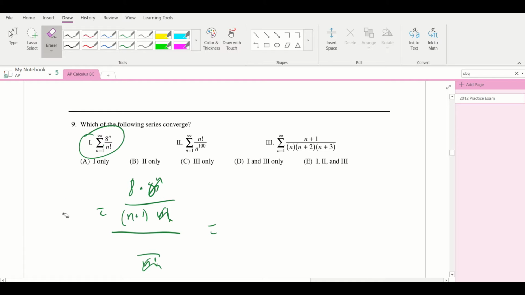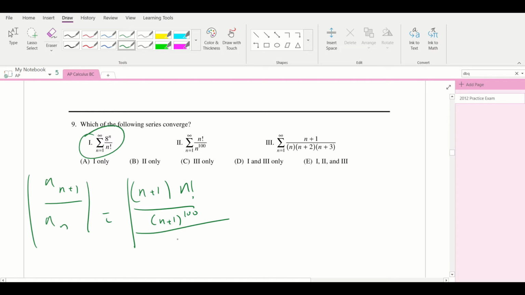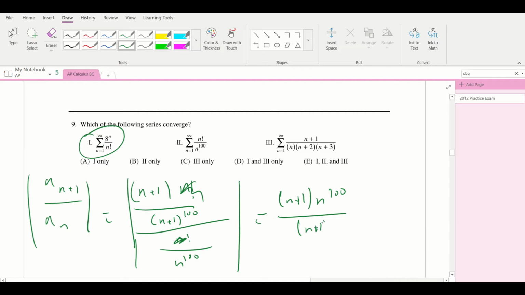For 2, we can also use the ratio test. We have 8 to the power of n plus 1 over 8 to the power of n, times n plus 1 factorial over (n plus 1) to the power of 100, divided by n factorial over n to the power of 100. So these factorials cancel out, and we're left with n plus 1 times n to the power of 100 over (n plus 1) to the power of 100.